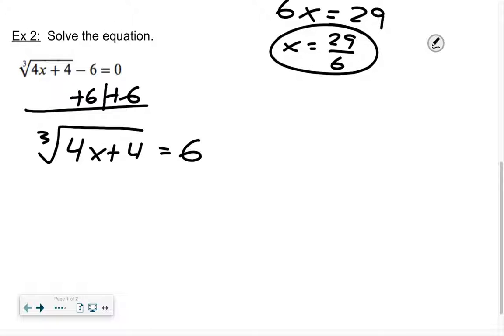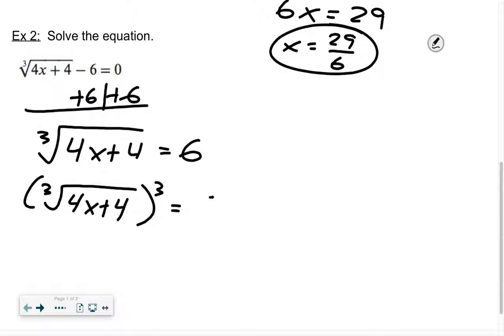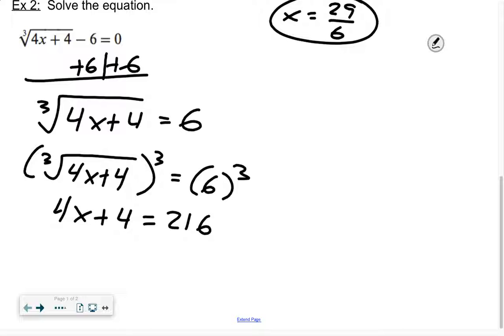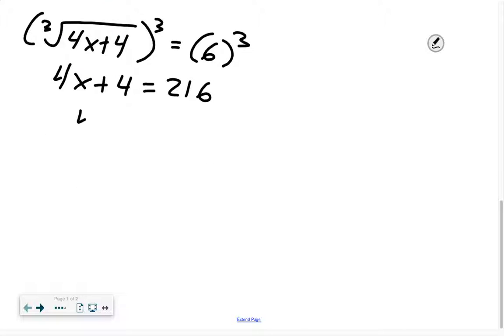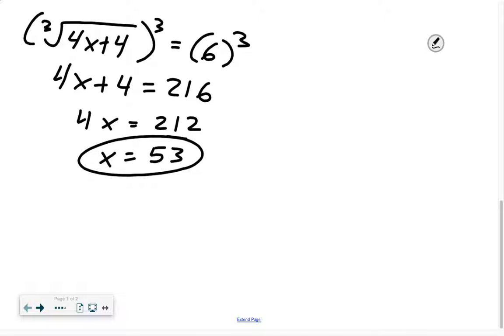And how do I get rid of the cubed root? Cube it. Yep. Relatively simple, right? I don't think there's a lot of questions there.